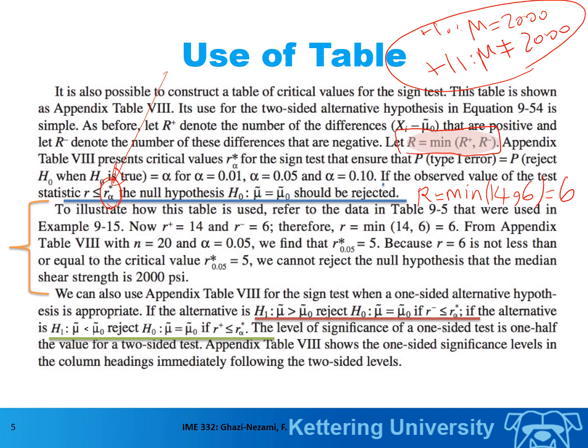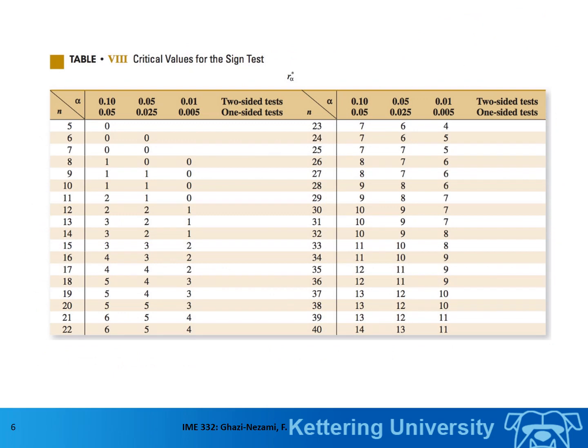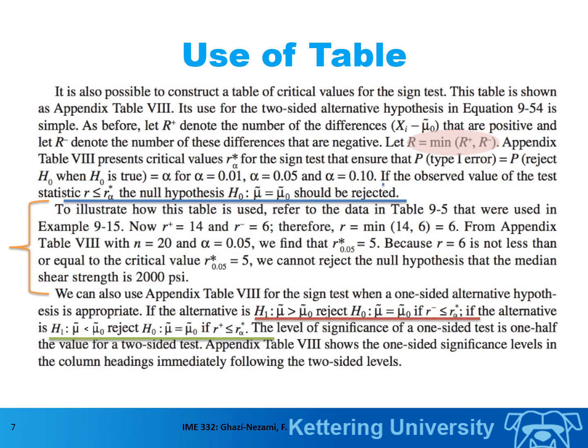The question is, what is the threshold for this test? So let's go to the next slide where I have attached the table. In this example, I had 20 observations, so I am in this row, and I'm talking about a two-sided test. What was the value of alpha? Alpha was equal to 5%. So I have to come down in this column, and in the intersection of 20 and this column is the critical threshold of 5.